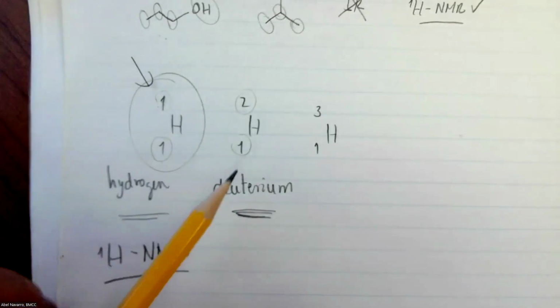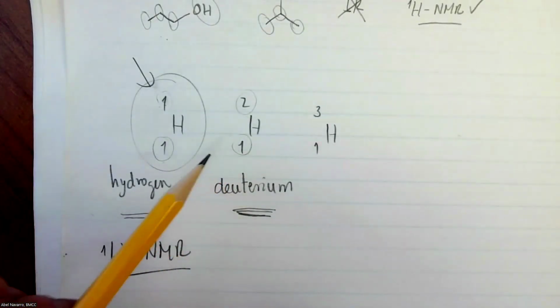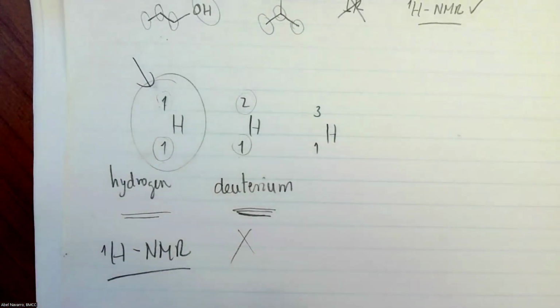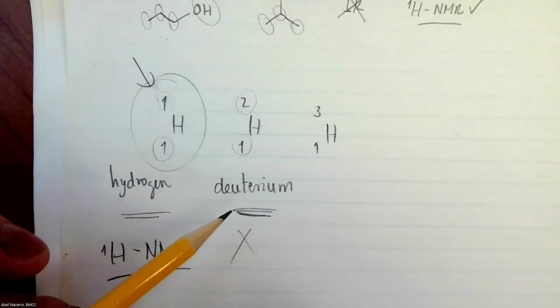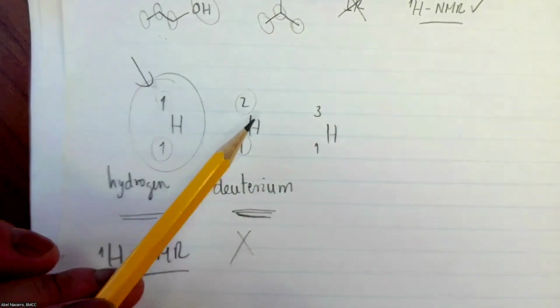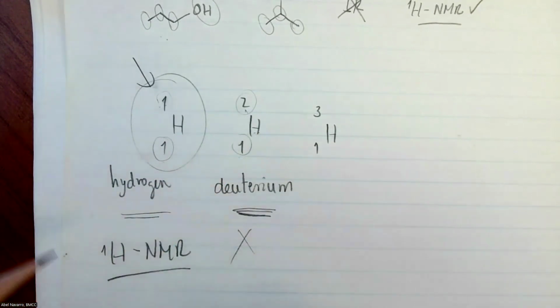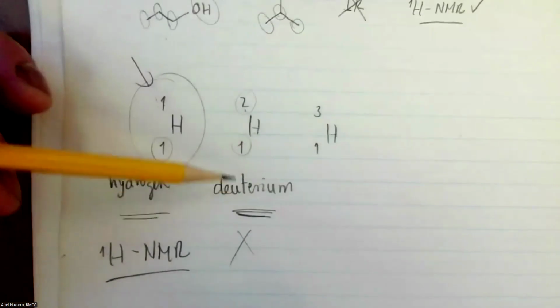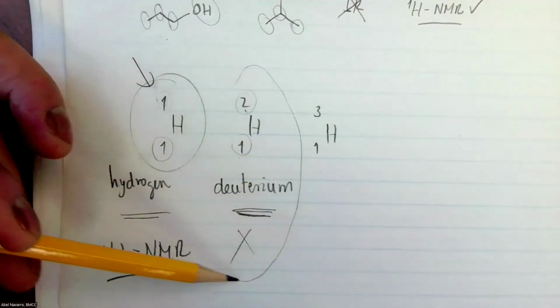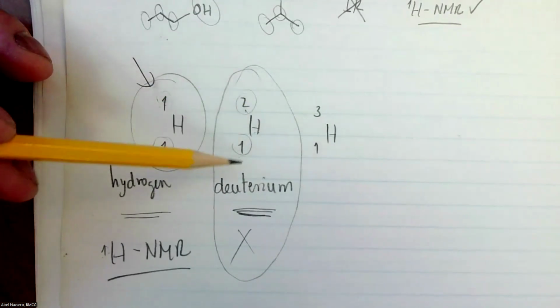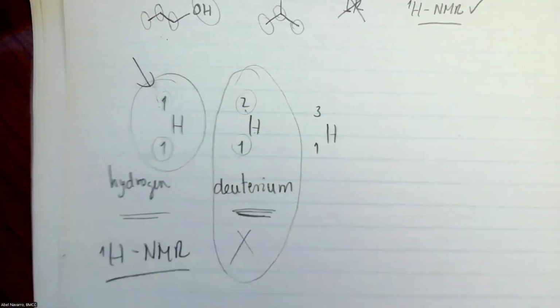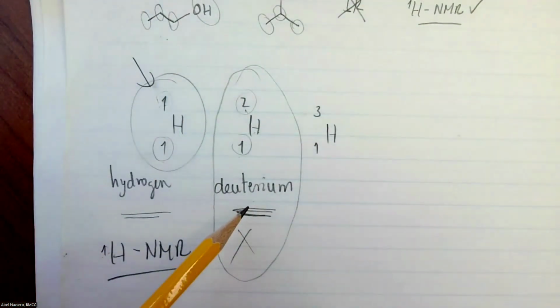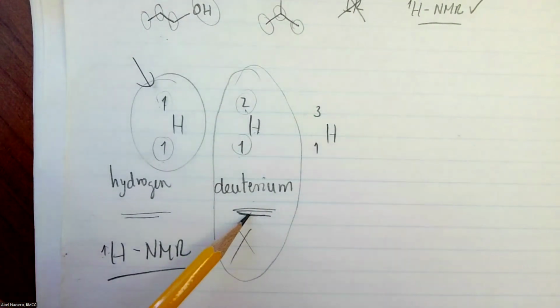Oh, professor, if we put deuterium in your sample, can you see it too? No, you cannot see it. You won't be able to see deuterium because deuterium is 2H. Hydrogen is 1H NMR. Okay, so you will be able to see only 1H NMR and no deuterium. That's actually an advantage because we can make some hydrogens invisible by doing deuterium labeling.